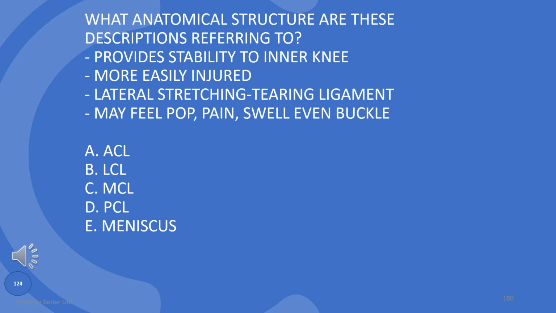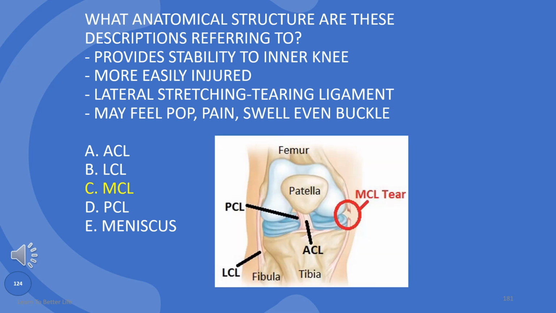What anatomical structure are these descriptions referring to? Provides stability to inner knee. More easily injured. Lateral stretching tearing ligament. May feel pop, pain, swell, even buckle. A. ACL. B. LCL. C. MCL. D. PCL. E. Meniscus? The answer is C. MCL.